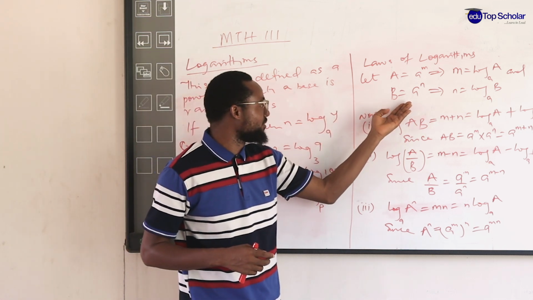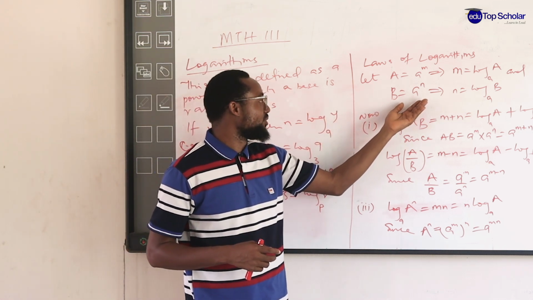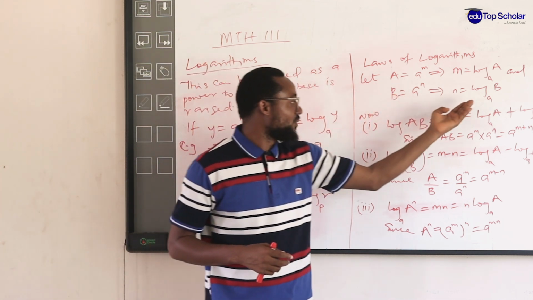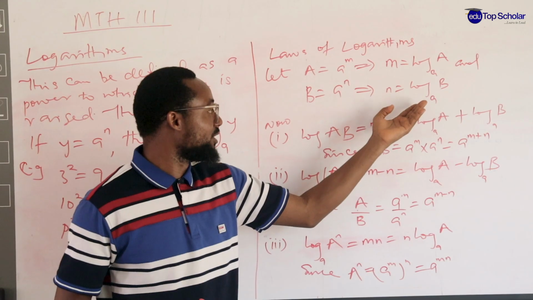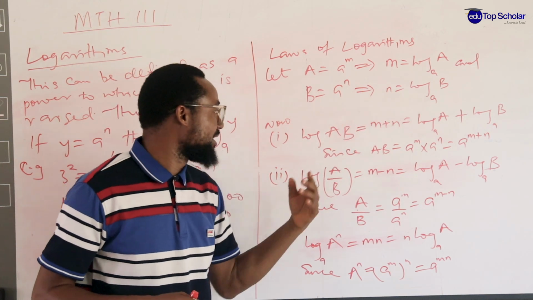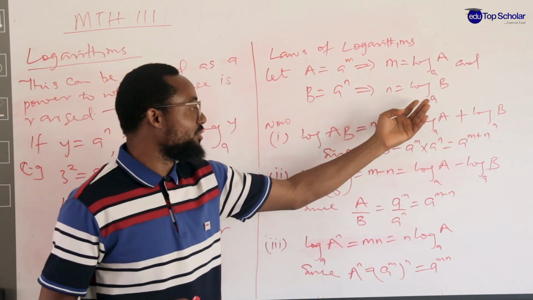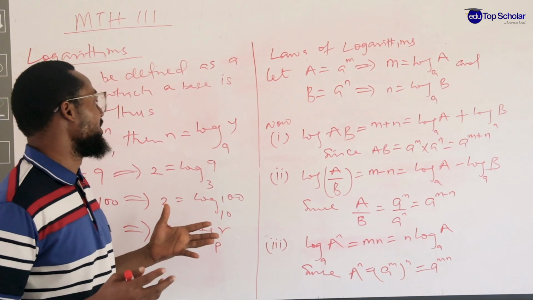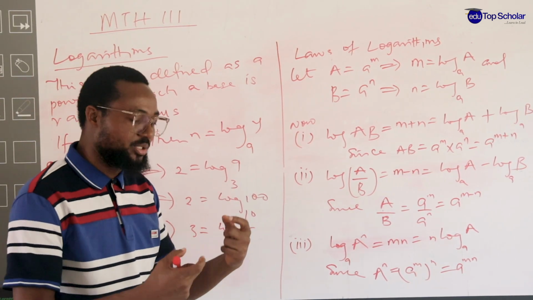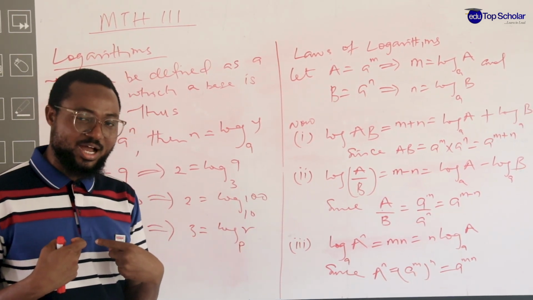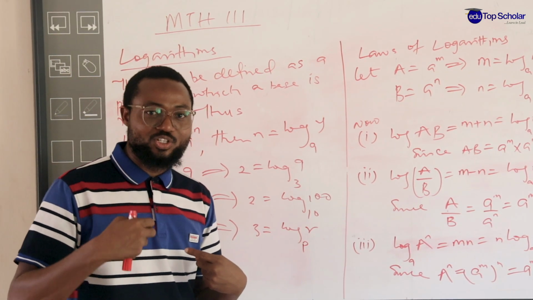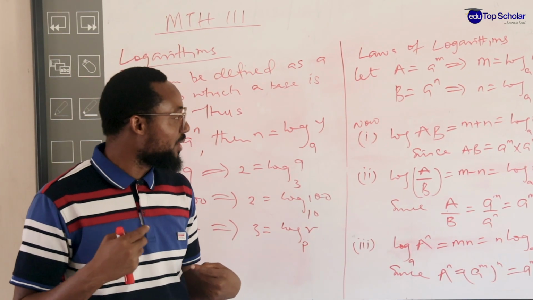The same way, we want to let B be equal to a raised to power m. Just like in the case of indices, we are still making use of the relationship between logarithm and indices here. This implies that m is equal to log B to base a. Now, the first law is about multiplication. Like in the case of indices, when you have a raised to power n multiplied by a raised to power m, we have a raised to power n plus m.